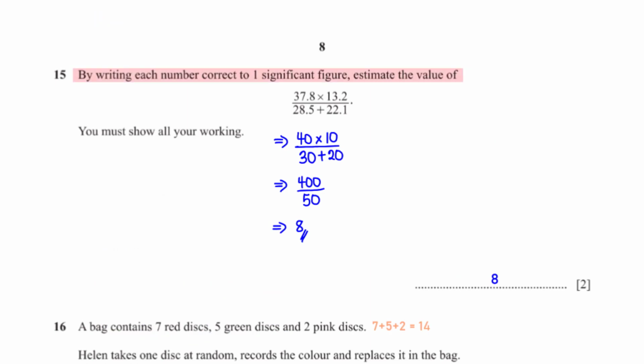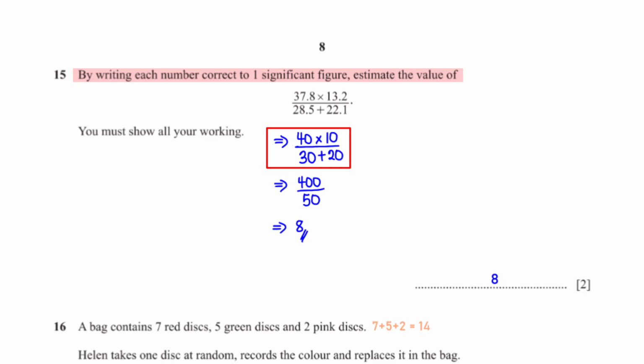By writing each number correct to one significant figure, estimate the value of 37.8 times 13.2 divided by 28.5 plus 22.1. You must show all your working. For 37.8, the first significant figure is 3. The number after 3, which is 7, is greater than 5. So we add 1 to 3, giving us 4. The numbers after 3 become 0. The zeros that come after the decimal points are insignificant. So 37.8 becomes 40, rounded to one significant figure.